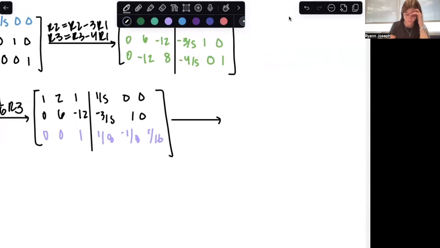Now I want to get rid of this -12 up here, so I'm going to do row 2 is equal to row 2 plus 12 row 3.